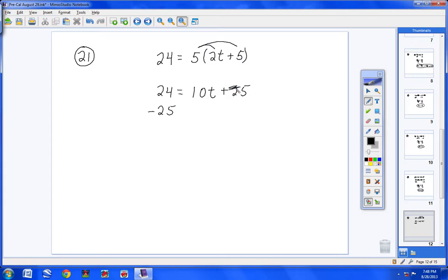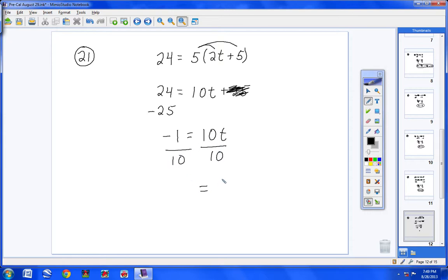I'm going to cross this off. And now what are we left with? A positive 24 and a negative 25 is negative 1. Bring down your 10t. Now what's still with the t that you don't want? A 10. So we divide one side by 10 to get rid of this 10. Divide the other side by 10.